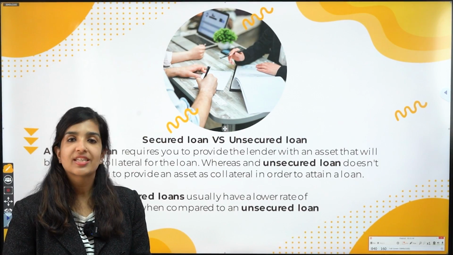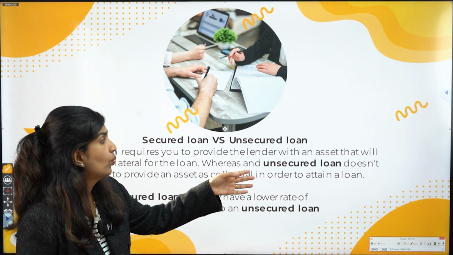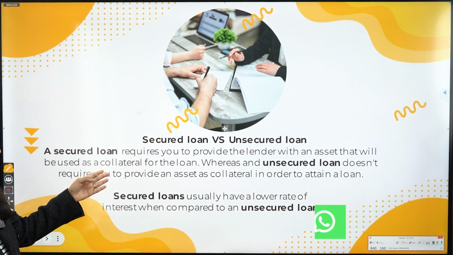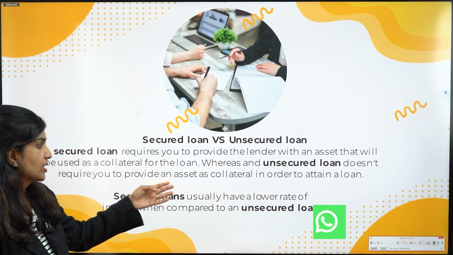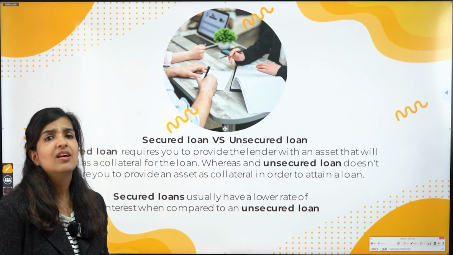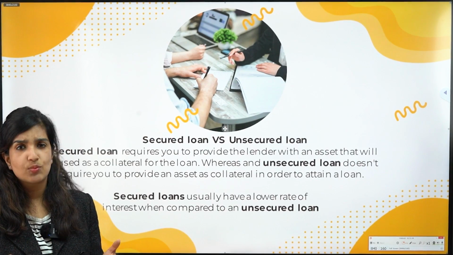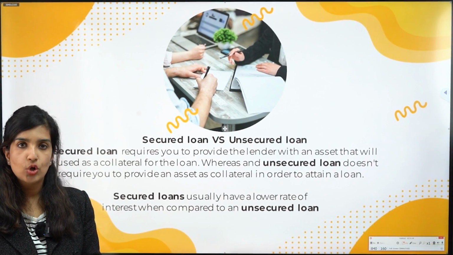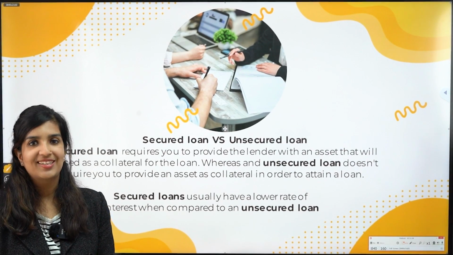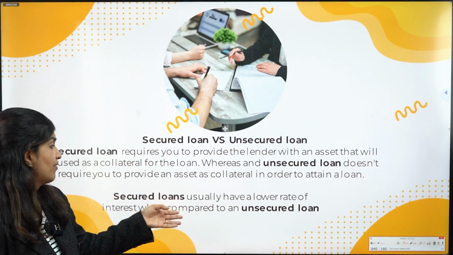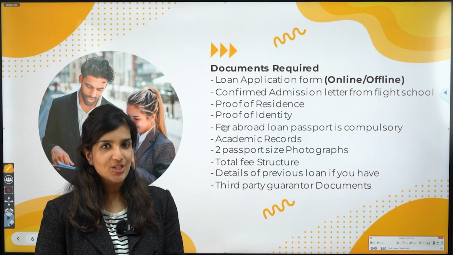Now let me tell you what a secured and an unsecured loan is. A secured loan requires you to provide the lender with an asset that will be used as collateral for the loan, whereas an unsecured loan doesn't require you to provide an asset as collateral in order to obtain a loan. Basically, if the loan amount is big, you need to mortgage something, and it is mostly the property. So in case of a secured loan, you have to mortgage, but in case of an unsecured loan, you do not have to mortgage the property. As you can see here, secured loans usually have a lower rate of interest when compared to an unsecured loan.